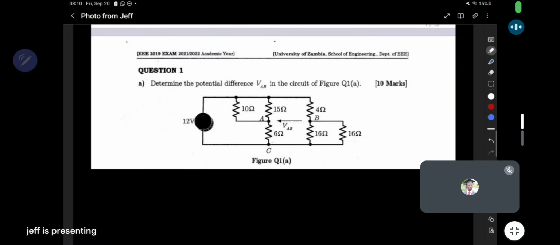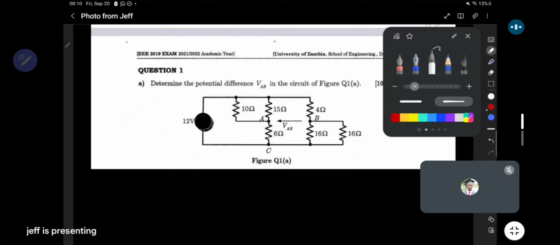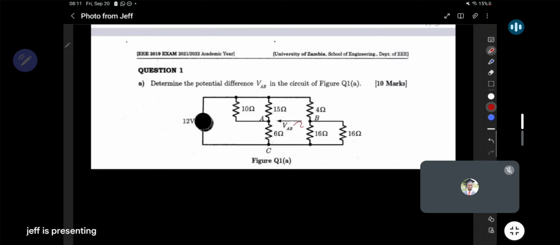Okay, so we're going to look at this problem, and here they want us to determine the potential difference VAB. So where is VA? VA is here, VB is here. So this is what we have to determine. And looking at the way the arrowhead is being presented there, they're kind of trying to say that B is at a higher potential. So treat B to be positive and A to be negative.